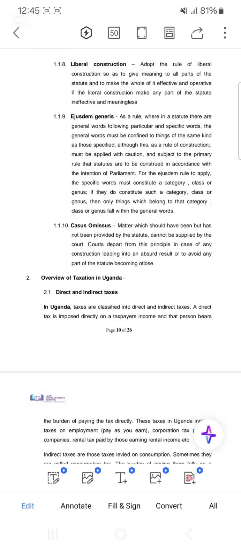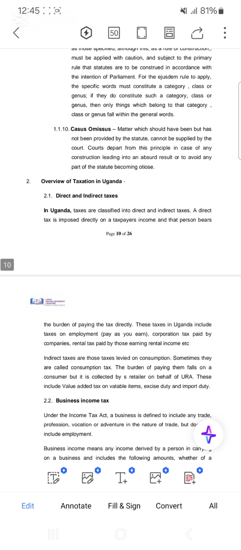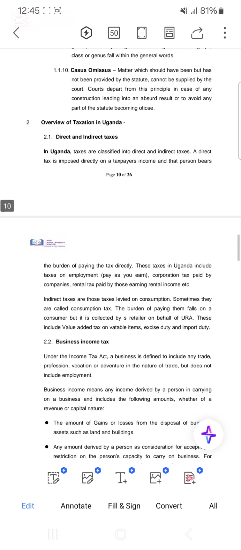Ejusdem generis: when in a statute there are general words following particular and specific words, the general words must be confined to things of the same kind. Casus omissus: a matter which should have been but has not been provided by the statute cannot be supplied by the court.